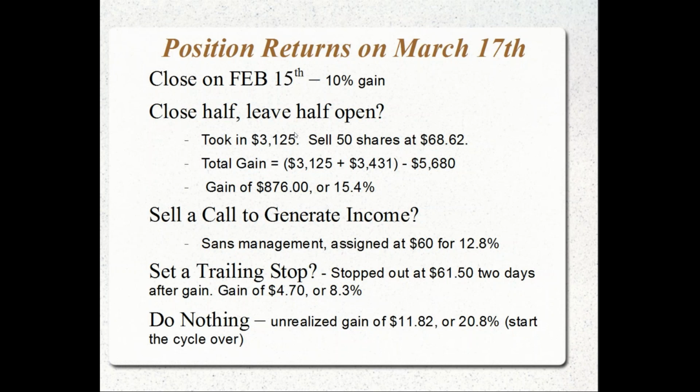If we had closed half and left the other half open, remember, we would have reduced our cost basis and had 50 shares of stock at 51.10. Well, now we could sell 50 shares of stock at 68.62. We've taken another 3,431, so our gain total on the position would be 876, or 15.4%.